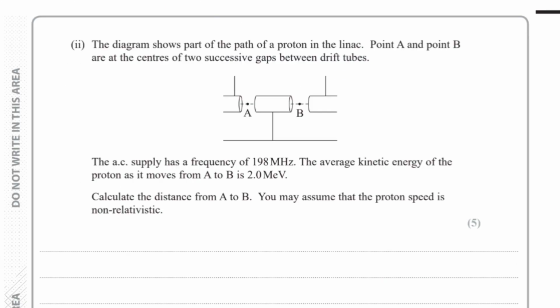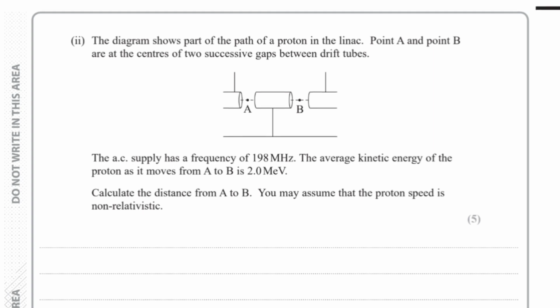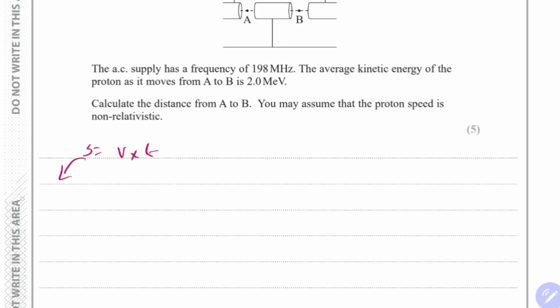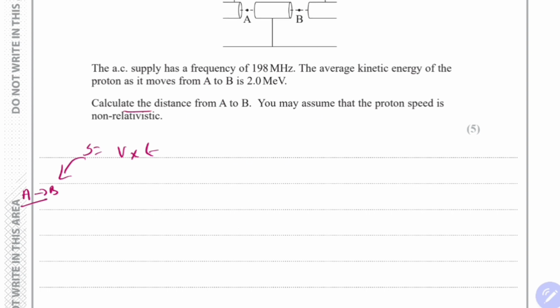Next one. The diagram shows part of the path of a proton in a LINAC. Point A and point B are at the center of two successive gaps between the drift tubes. The AC supply has a frequency of 198 MHz. The average kinetic energy of the proton as it moves from A to B is 2.0. Calculate the distance from A to B. You may assume the proton speed is non-relativistic. First of all, we're going to create an equation which links with other equations. Our main equation is s equals v times t. s is what? From point A to B. We're going to find it.